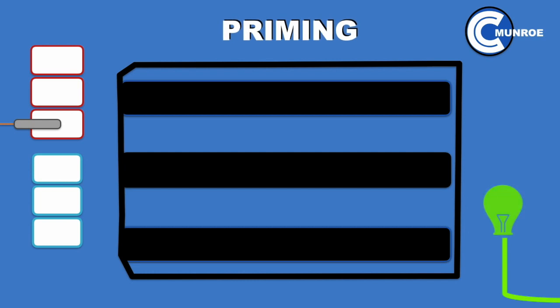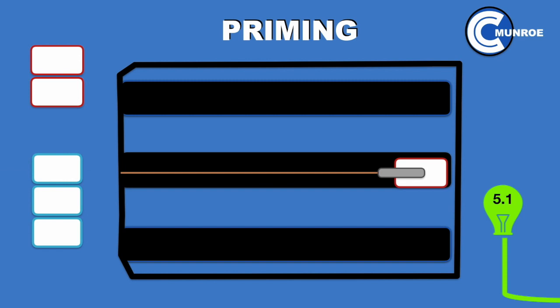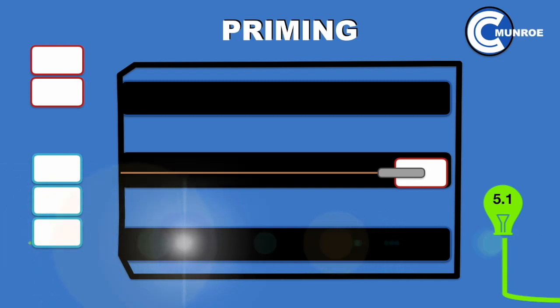Priming light 5.1. Place primer at the toe of the hole. That is called priming.